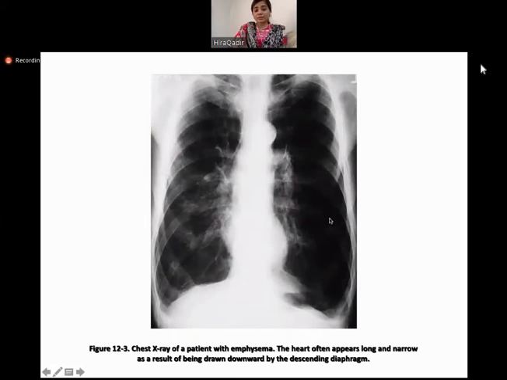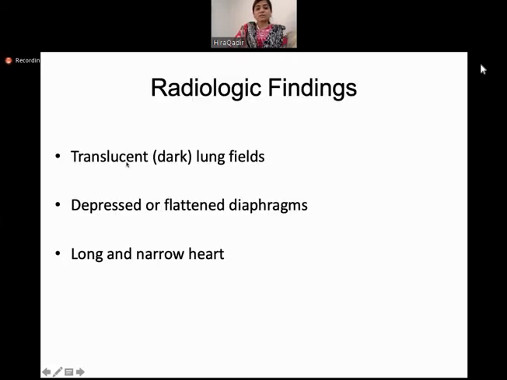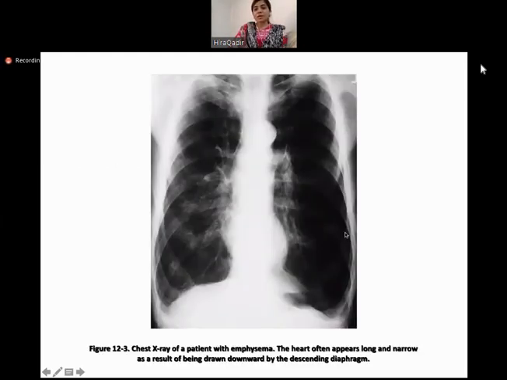When you see the chest X-ray like this, and compare the chest X-ray of emphysema to a normal chest X-ray, there is hyperlucency, or more dark spaces, in the emphysematous patient. So there are translucent or dark lung fields. Why? Because there is more air in the lung. Air is trapped due to the obstruction, which gives you the picture that the chest X-ray is darker. Okay, so you will be able to differentiate when you see 2 to 3 normal chest X-rays.